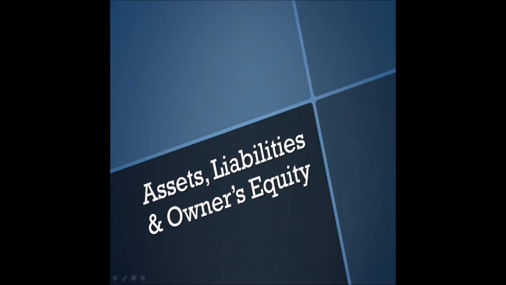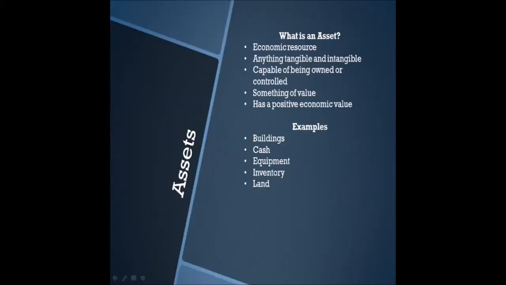Assets, liabilities, and owner's equity. First off, assets. What is an asset? It's an economic resource, anything tangible and intangible, capable of being owned or controlled, something of value, has a positive economic value. For example, buildings, cash, equipment, inventory, and land.